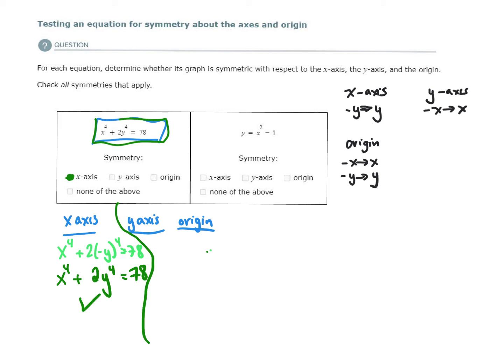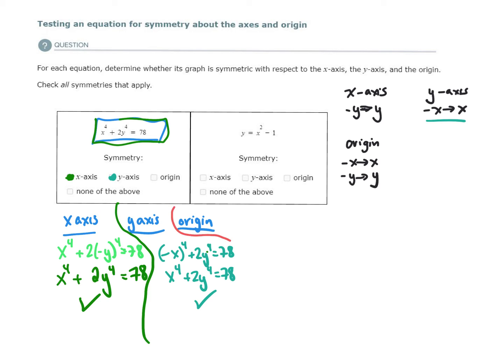So the second one, I'll go ahead and check the y-axis. Now for the y-axis, I'm going to put negative x in for x. Very similar. We get negative x to the fourth plus 2y to the fourth equals 78. Same concept, even number of negative signs, so that's going to become x to the fourth plus 2y to the fourth equals 78. That's the same as well. So it's also symmetric to the y-axis.